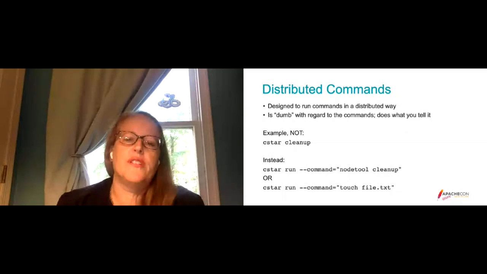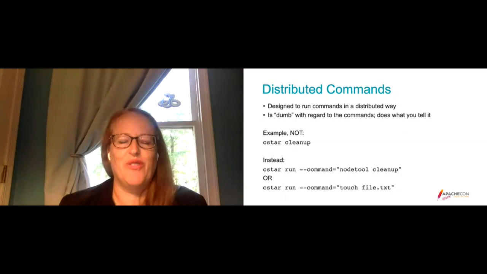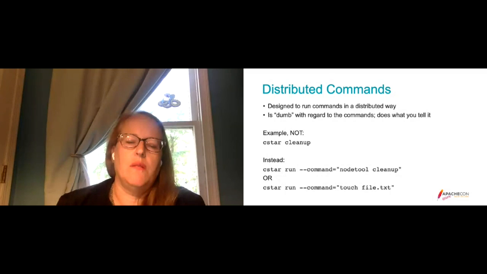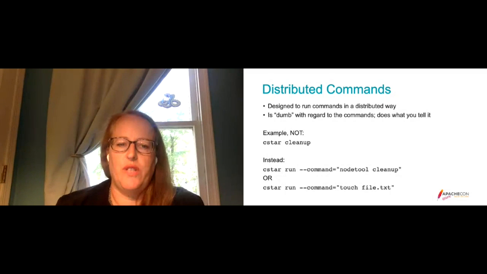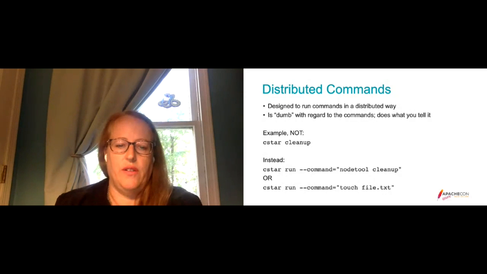So cstar is designed to run commands in a distributed way. That's really all it does, except for a bit of smartness I'll tell you about in a second. But it's really dumb in regards to the commands, right? It's only going to do what you tell it to do. For example, there aren't Cassandra operations built into the tool. You couldn't do something like cstar cleanup and expect it to clean up your nodes. You have to cstar run and then give a command. In this instance, you would do something like nodetool cleanup. And also just typical commands. They don't have to be Cassandra commands. So you could create files.